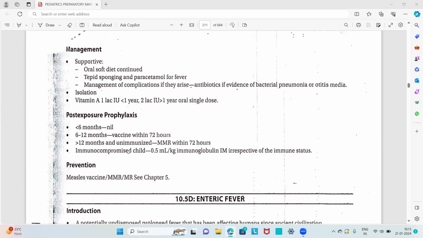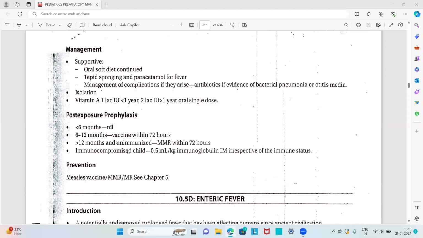the measles infection. The management consists of investigation and treatment. The investigation is by the clinical picture of the measles virus infection, and the treatment is supportive, like the oral soft diet is continued, and tepid sponging and paracetamol for the fever.